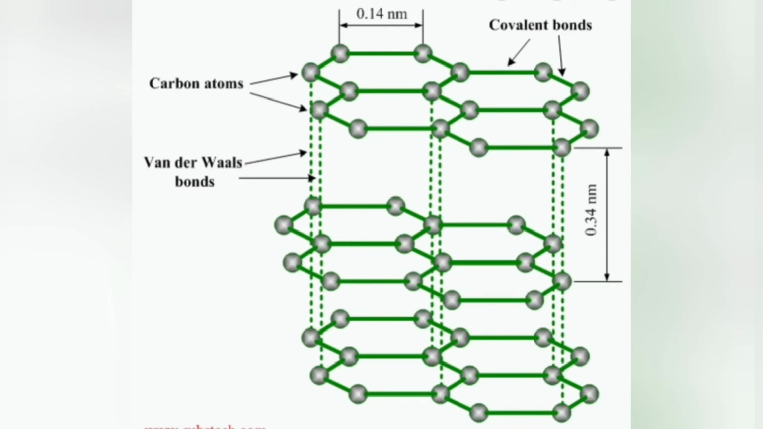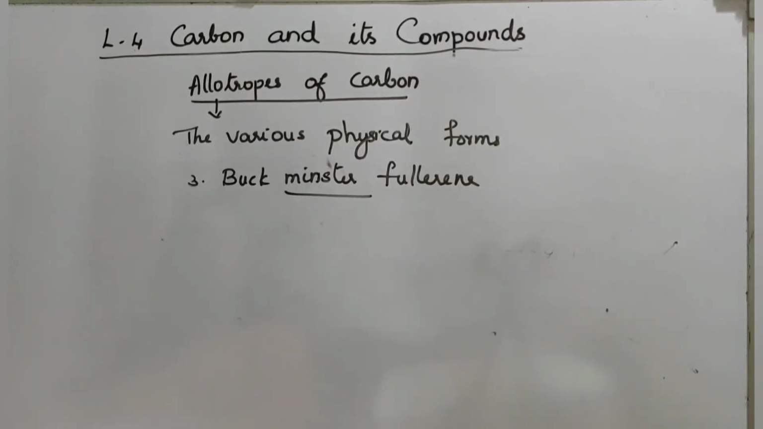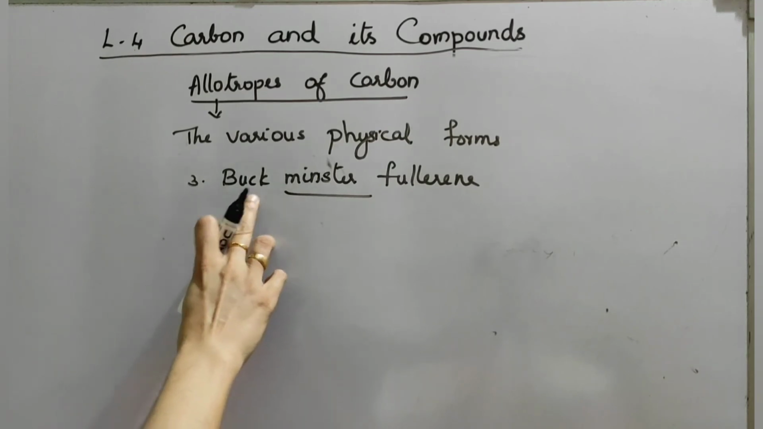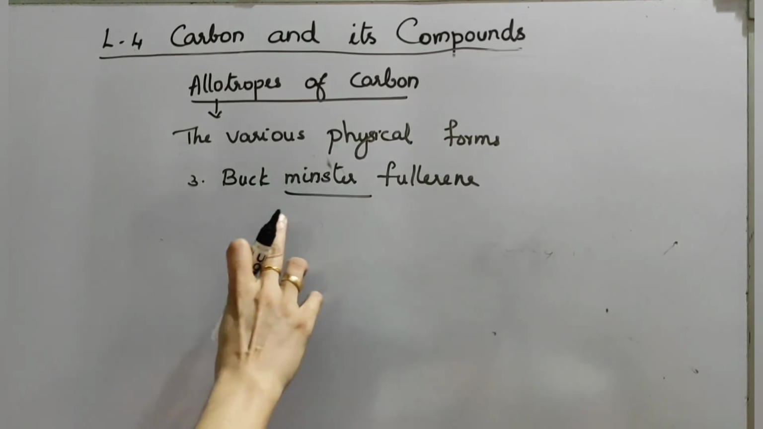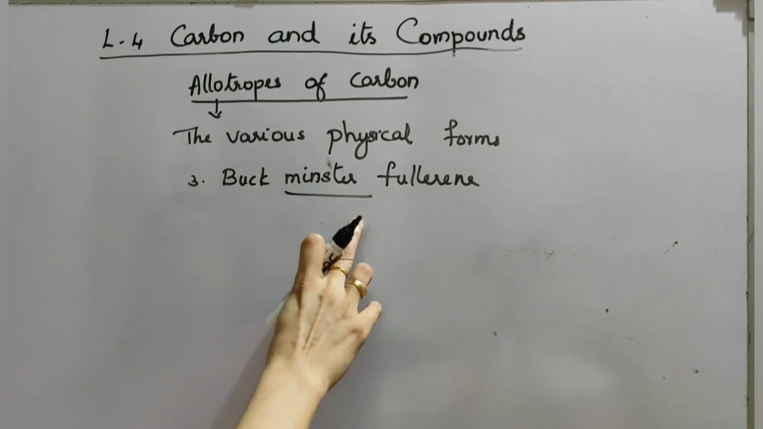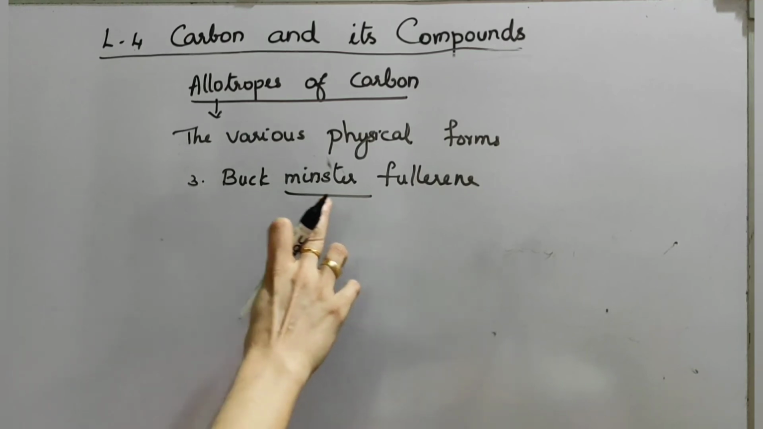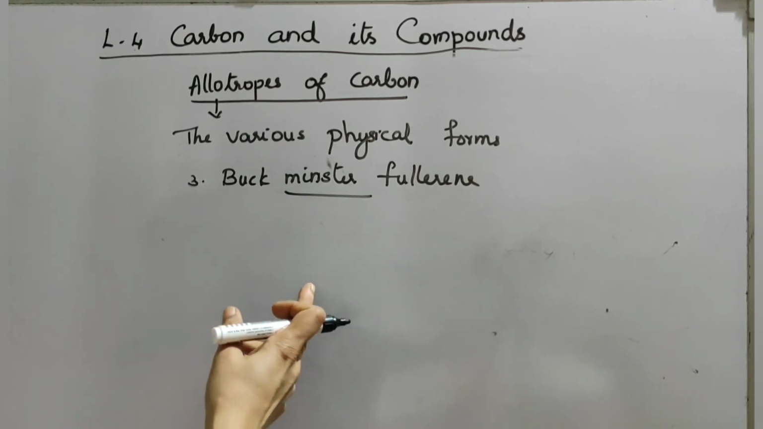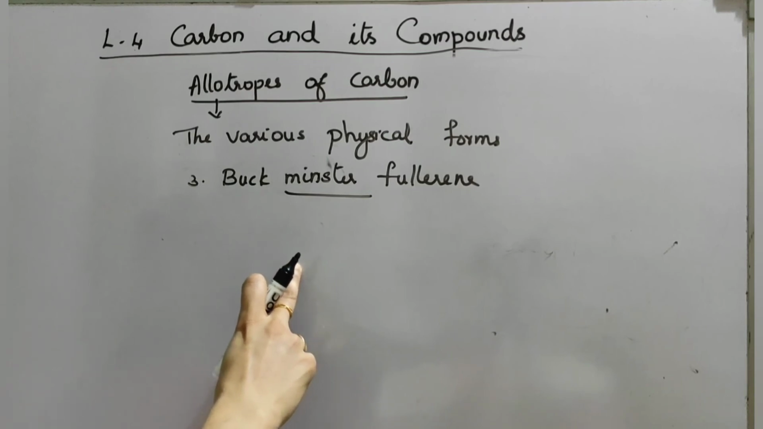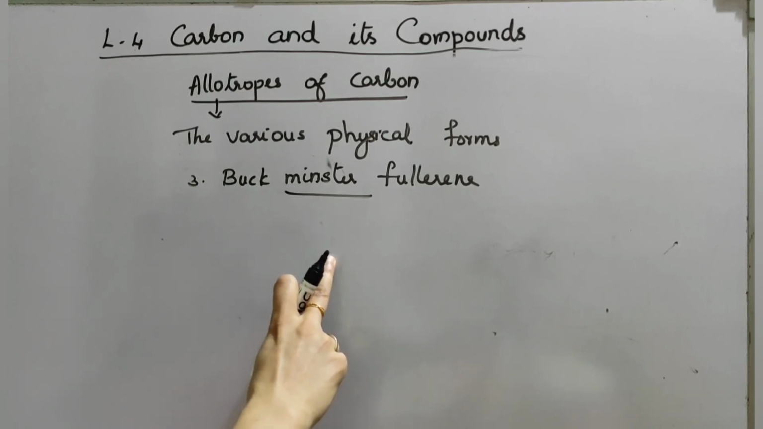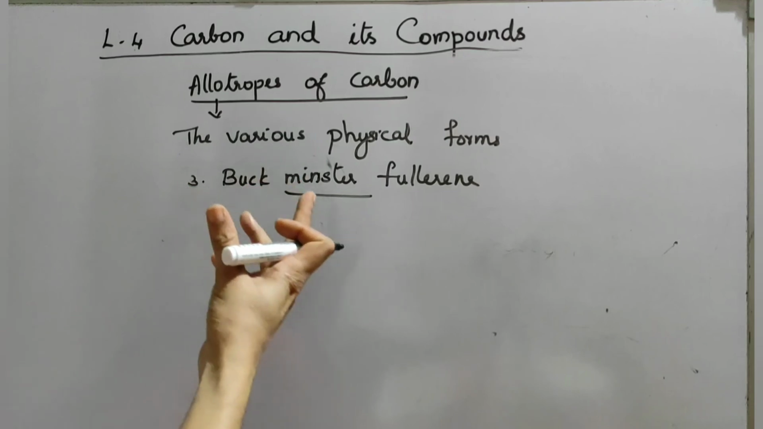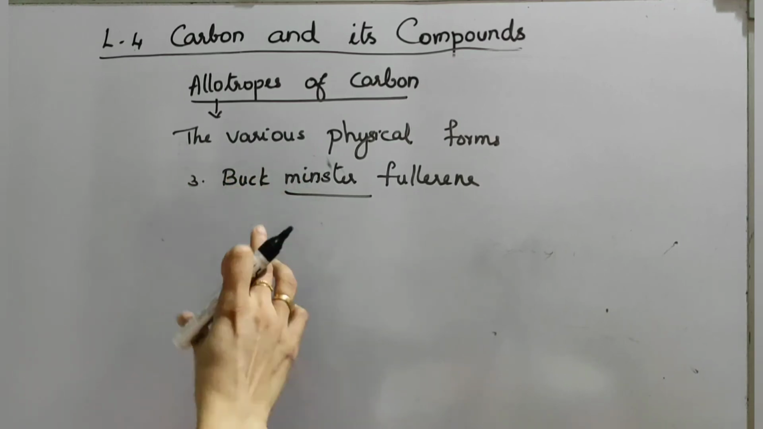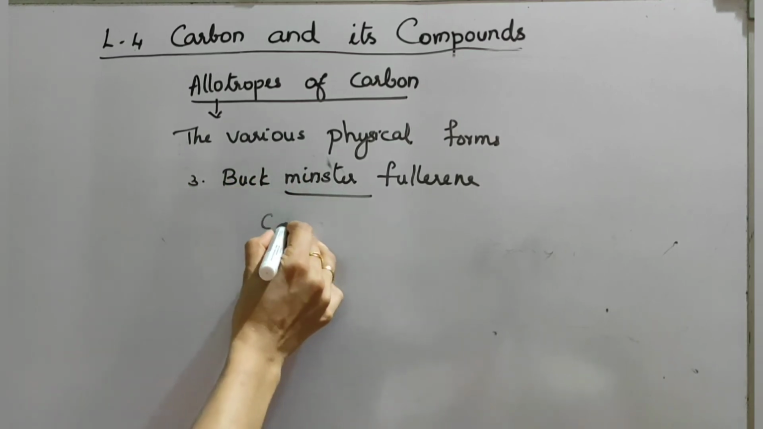Third allotropic form of carbon, Buckminster fullerene. This Buckminster fullerene is a new allotropic form of carbon which has been discovered recently. The first property: it is a cluster of 60 carbon atoms joined together to form a sphere, that means C60.